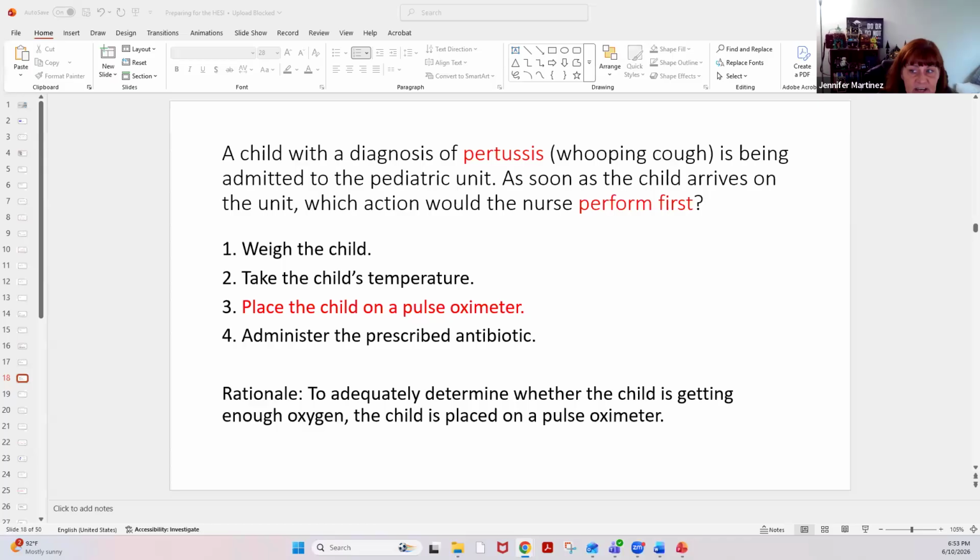It is a highly contagious bacterial infection of the lungs. Okay. Absolutely. But the first thing that we want to do is put them on the pulse ox so that we can make sure that they are getting enough oxygen. And then we will probably start the antibiotics and do all the wonderful stuff from there. Okay. But the first one, remember ABCs: airway, breathing, circulation.